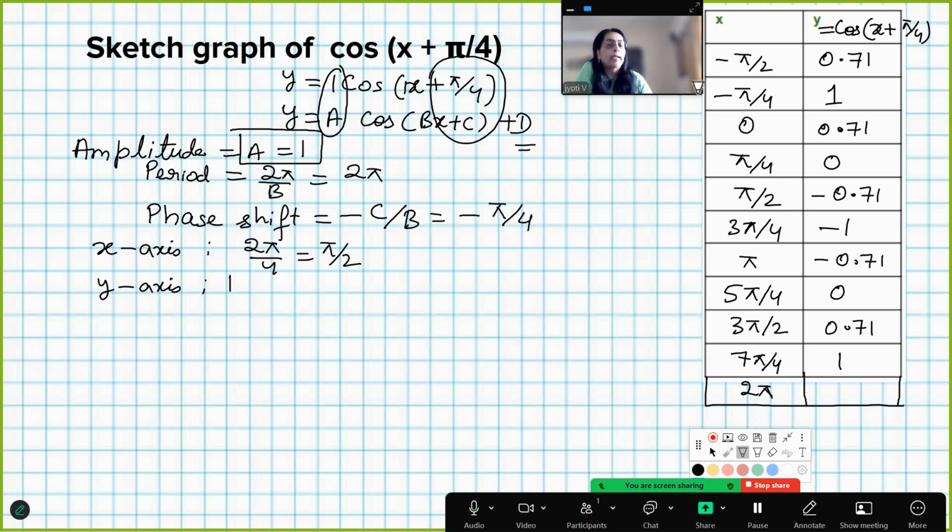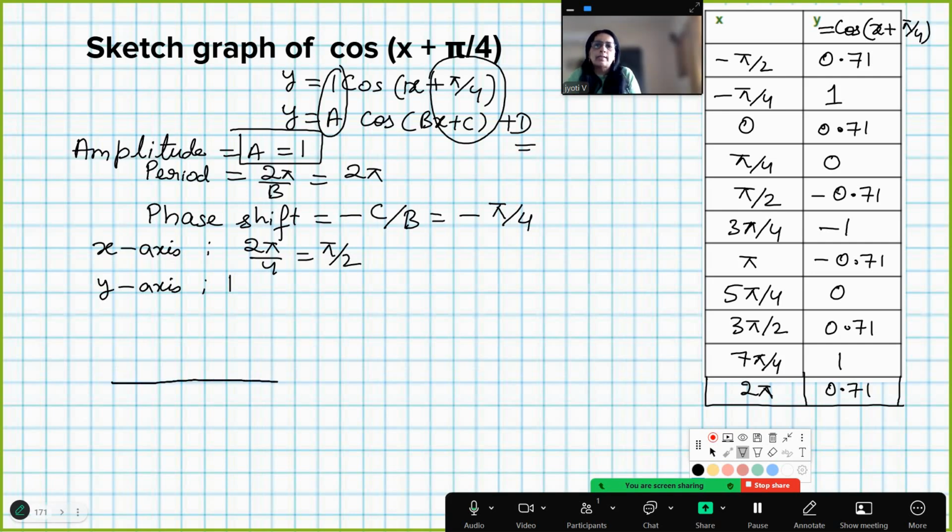positive 1. And 2 pi means 2 pi plus pi by 4 is 9 pi by 4. So this angle is going to be in the first quadrant, which is going to be positive 0.71. Now we got all the coordinates. Now it's time to draw the graph.